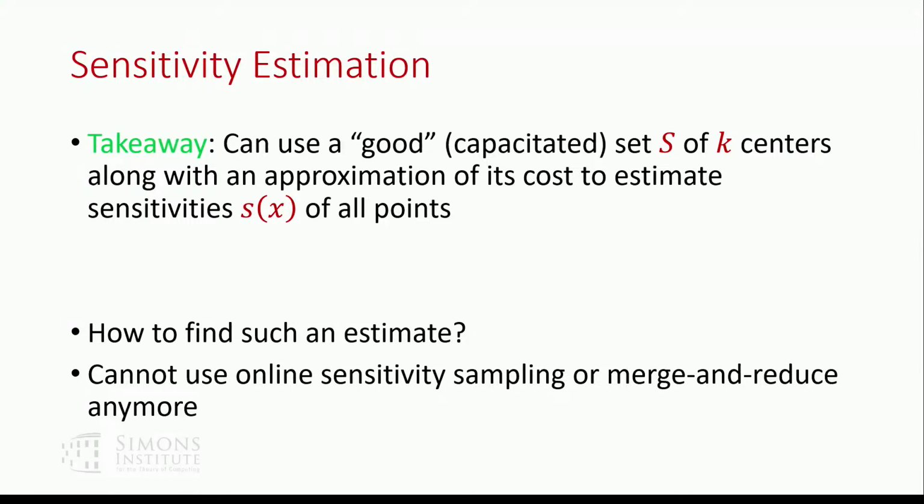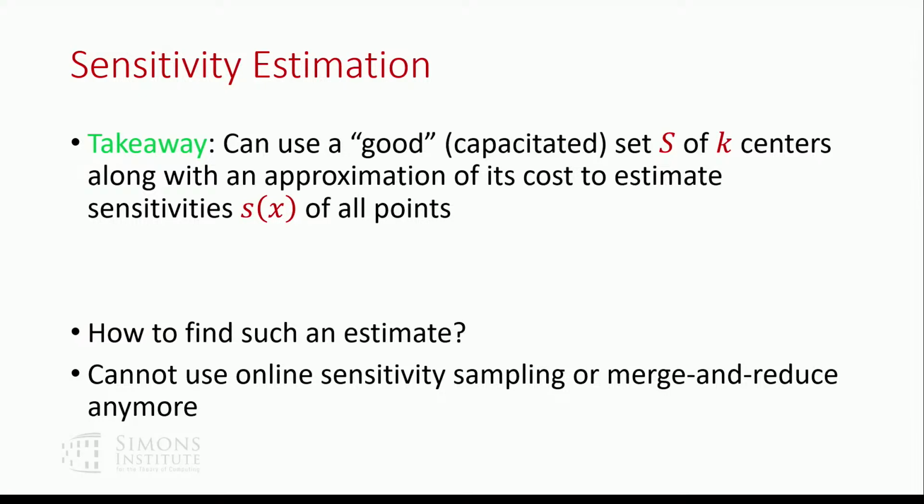So in short, if we can use the first pass to find a near optimal set of centers, and the weights assigned to each of these centers, then in the second pass, we can figure out what is the probability that we should sample each point. Now, how do we do this? We can't use this sampling procedure anymore. We can't use merge and reduce.